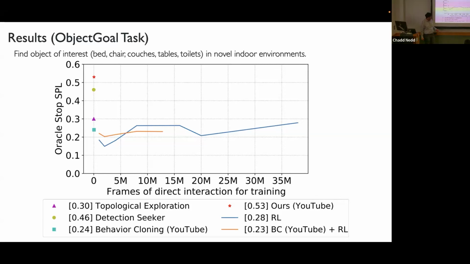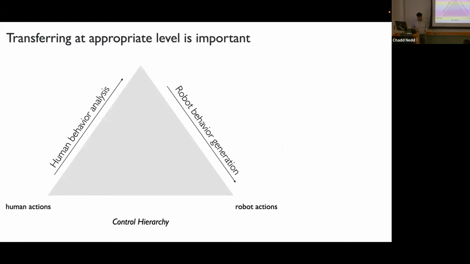For us, the strongest baselines were essentially handcrafted things: just doing blind exploration gave the second best performance, and third best was the detection seeker, which uses object identifiers. But you can actually see some benefit, from 46 to 53, in terms of leveraging these simulators. Okay. So again, let me bring you back to this picture.